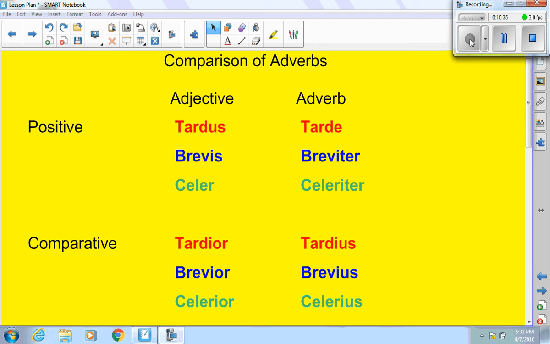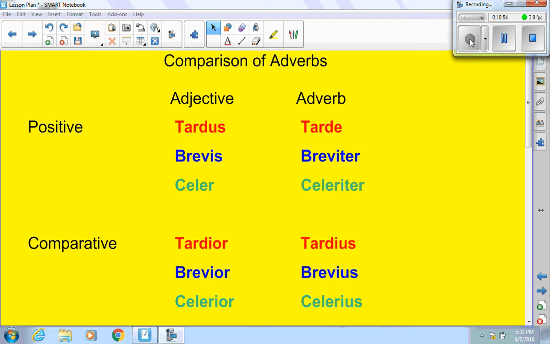To make those adverbs, the first thing I have to ask myself is: is it a first, second declension, or is it a third declension adjective? If it is a first declension adjective, like tardus, to turn it into an adverb, I'm just going to change the US to an E. So I get the adverb tarde. That is a positive adverb.